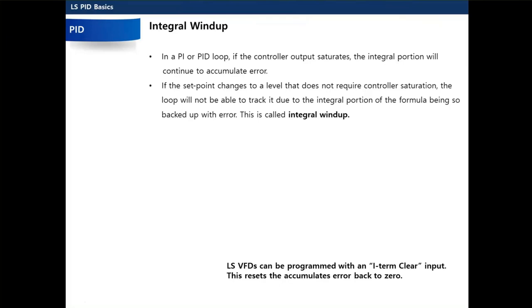So what we're talking about here is what's called integral windup. If your PID controller output is ever saturating, the integral portion is going to continue to accumulate that error. It's going to keep adding error, adding error, adding error. Then if you ever change a set point to a level that doesn't require that saturation, the loop is not going to be able to react in time or track the changes. The integral is going to be so backed up with error that it's very sluggish. That's called integral windup. It's like saturating your PI controller with error.